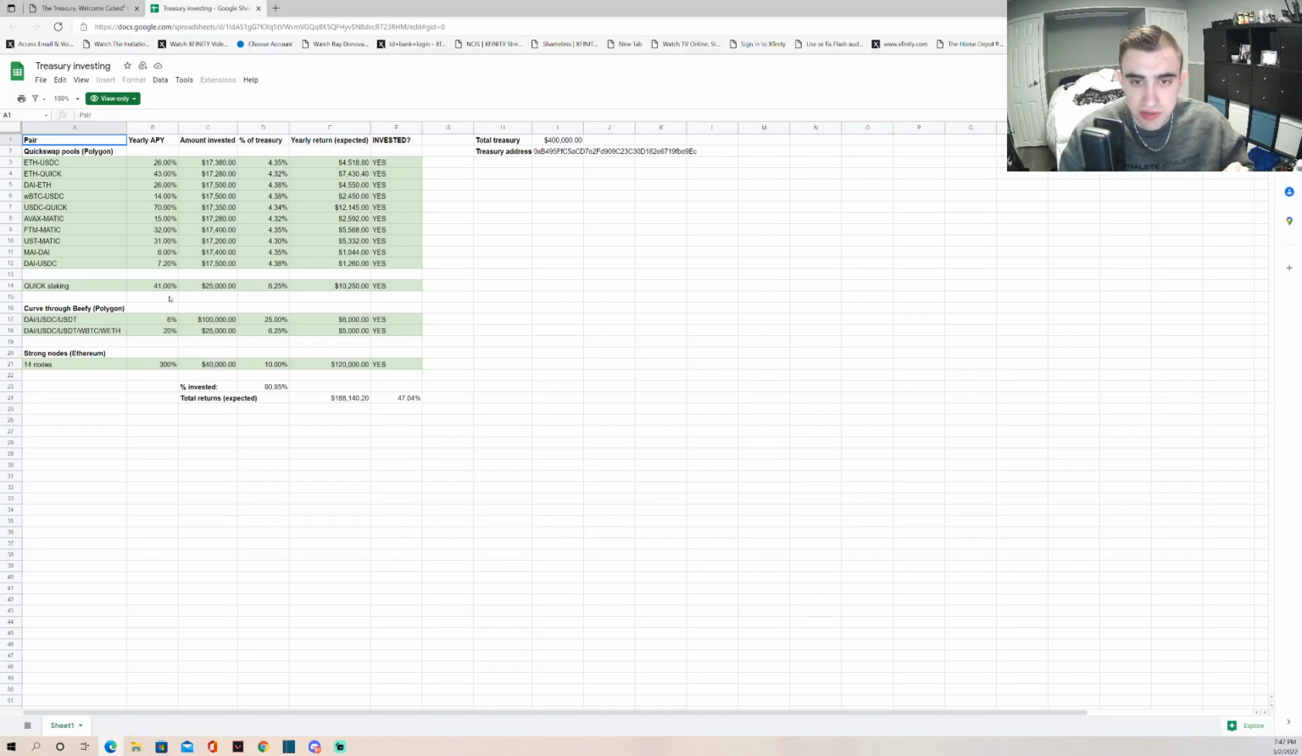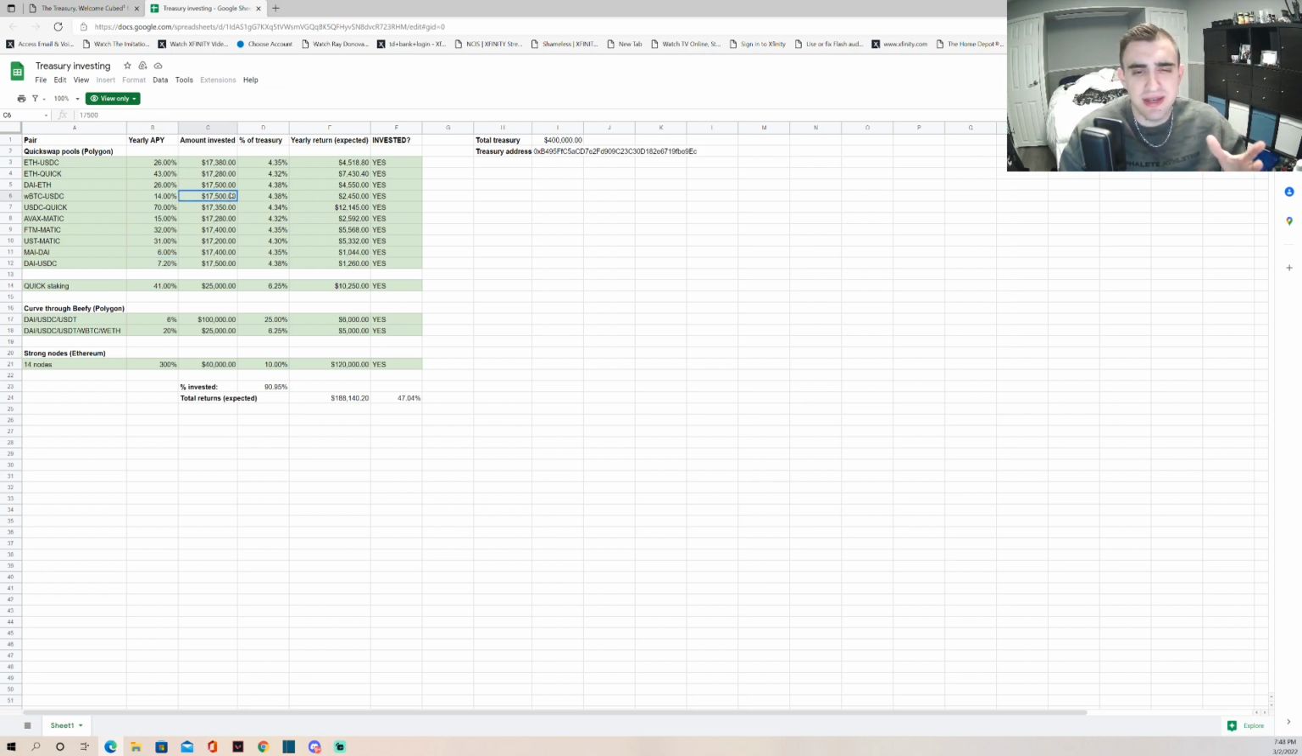Now let's pull up my Internet Explorer here and break down what the first couple of treasury investments are. So we have QuickSwap pools on Polygon: ETH-USDC, ETH-QUICK, DAI-ETH, wrapped BTC to USDC, USDC to QUICK. All of these have a different yearly APR and they are pretty safe. So I like that they were playing it safe.